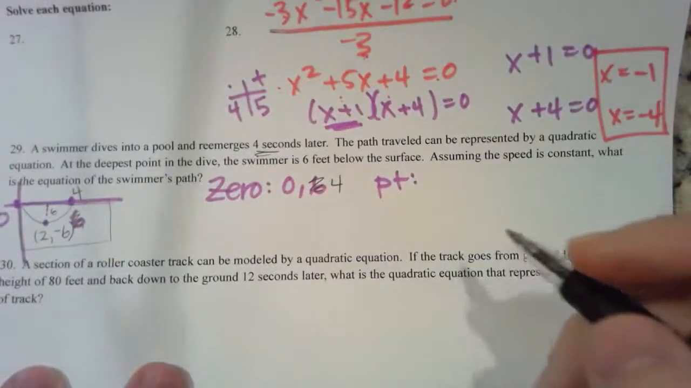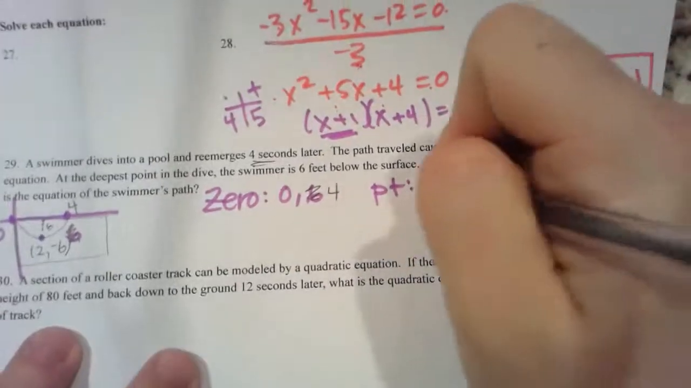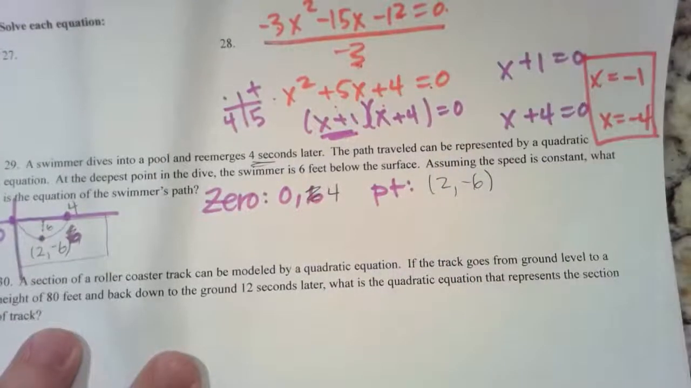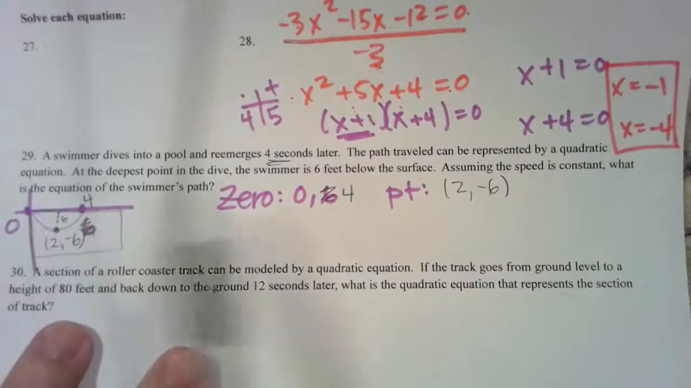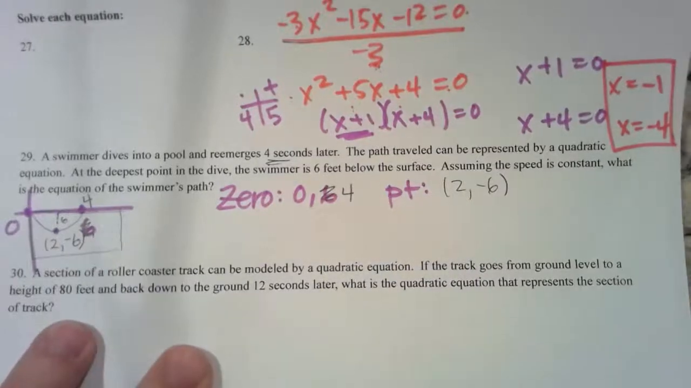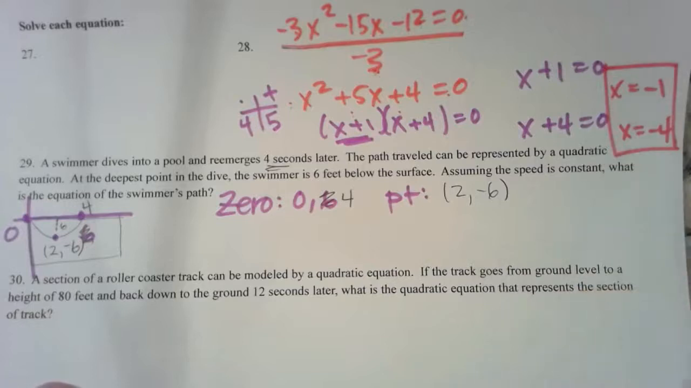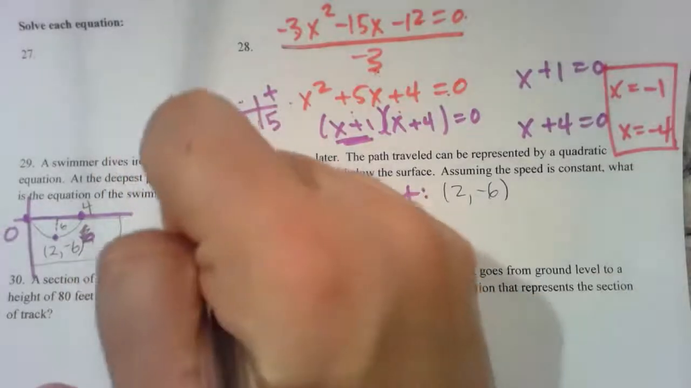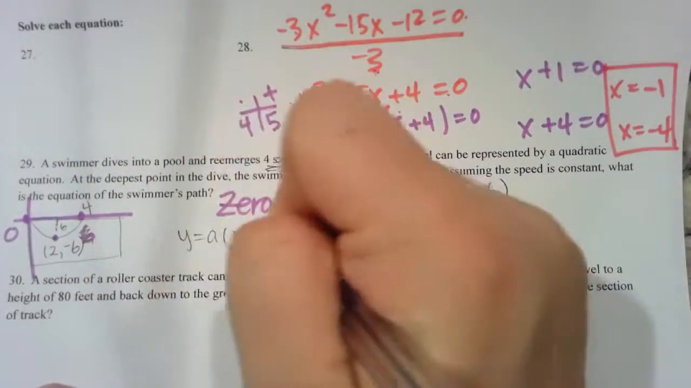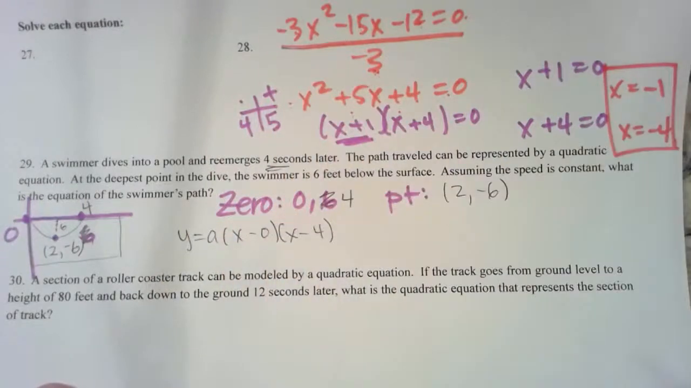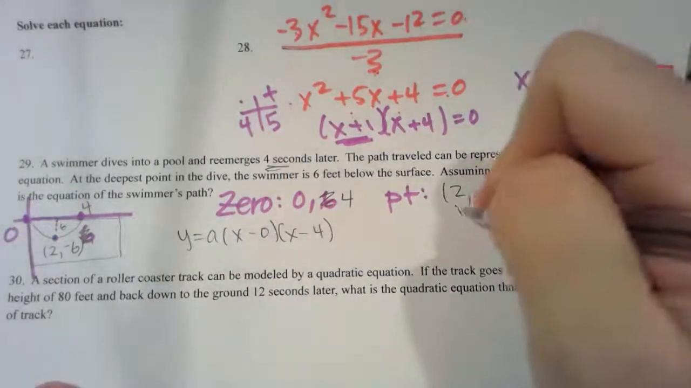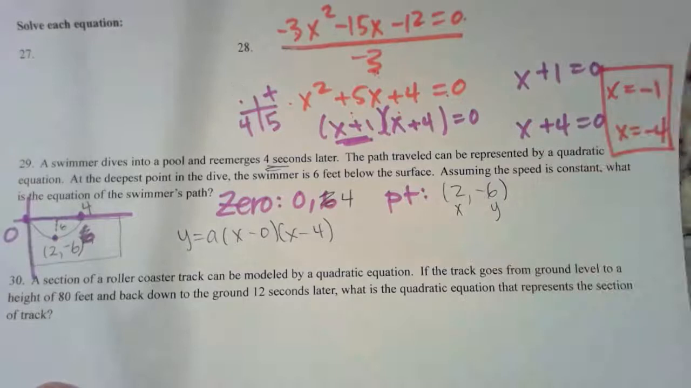Okay, so the point is 2, -6. The 2 because it's the halfway, the -6 because that's how low the swimmer dived. Now we need to come up with the line that follows this equation. So y equals a times x minus my first 0 times x minus my second 0. Now this is the xy we will be temporarily plugging in.